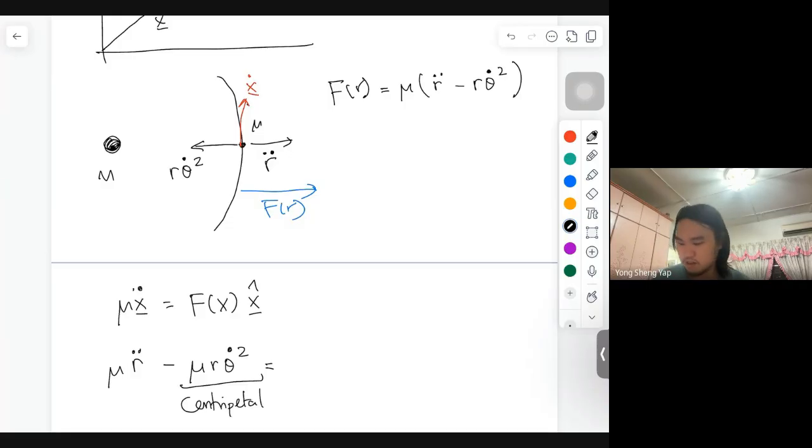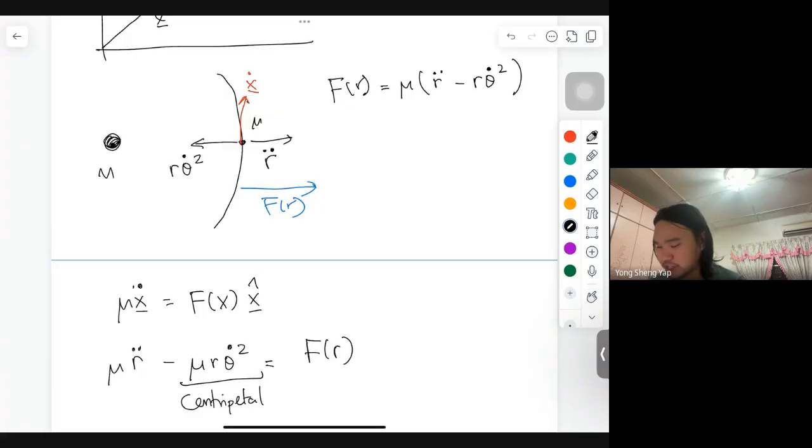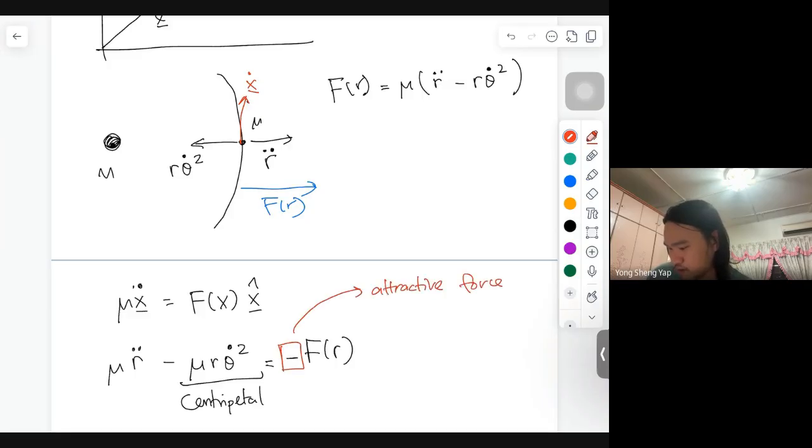must be equal to, in this case, f of x divided by mu. F of x, f of r, in this case, because we now only care about the radial direction. We decompose in the radial direction. For the sake of discussion, let's say this force is attractive, so it points inwards. But we will deal with repulsive force later.